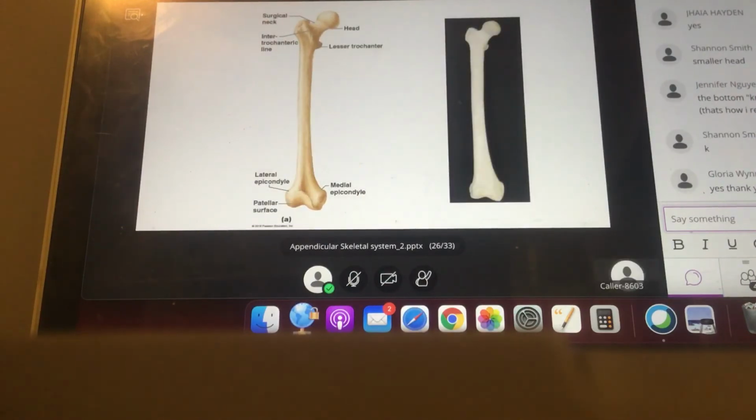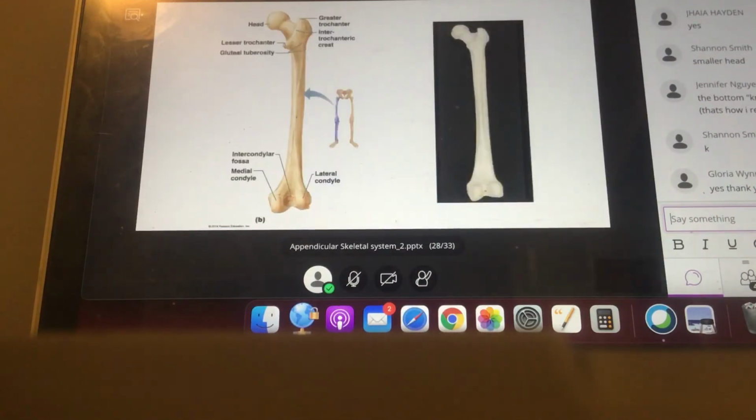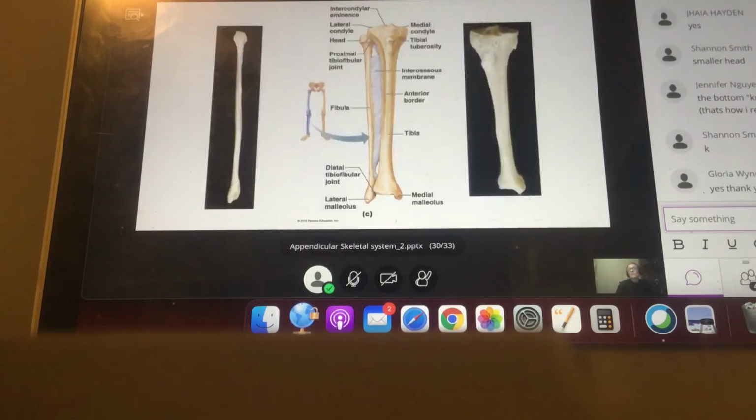All right, and again, you can see it's much bigger. And from the back, this is the anterior. From the back, the femur, that's the front. See this? Look at these markings. Massively different, right? So yes, there are differences when you compare and contrast.